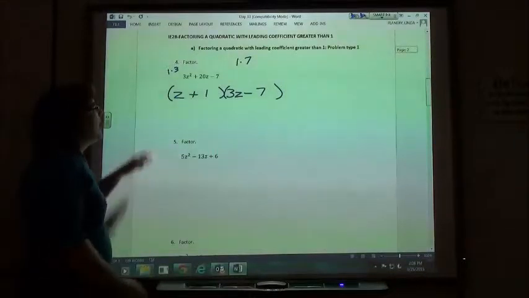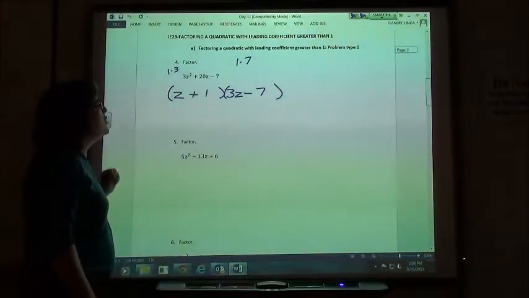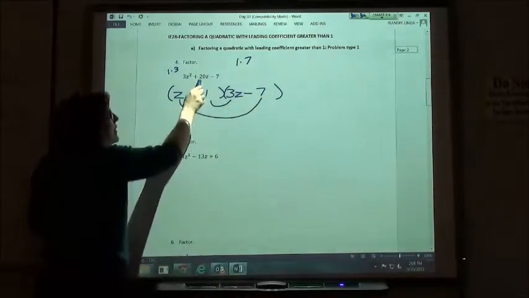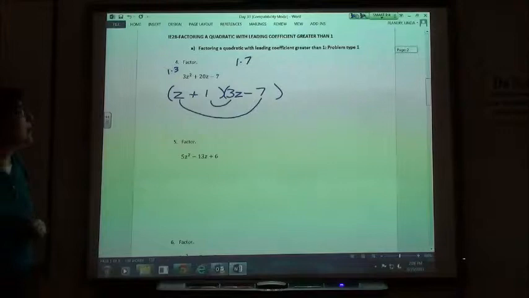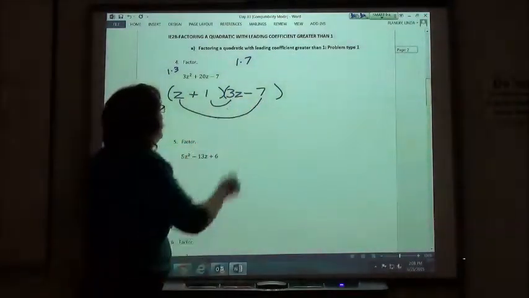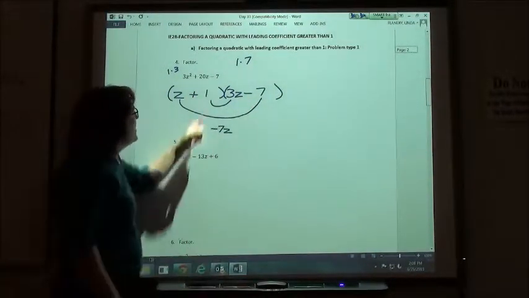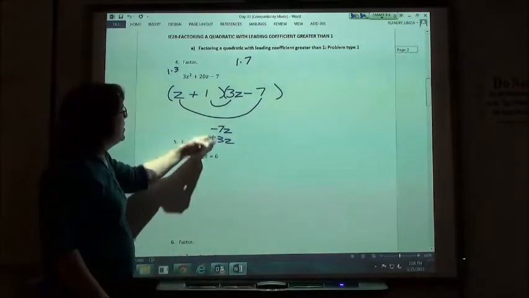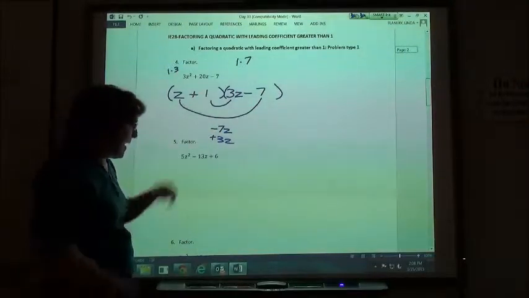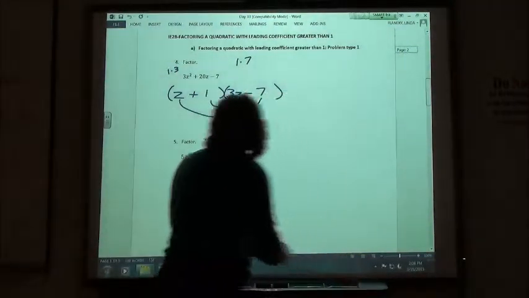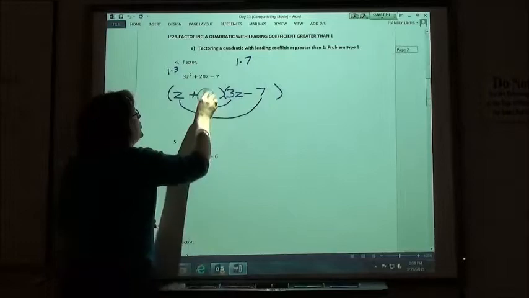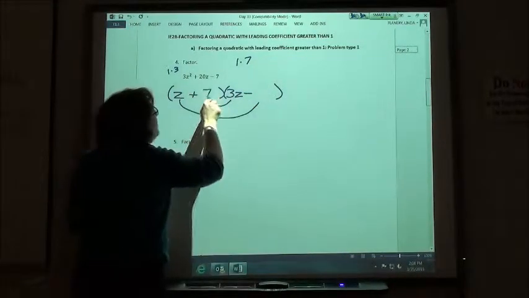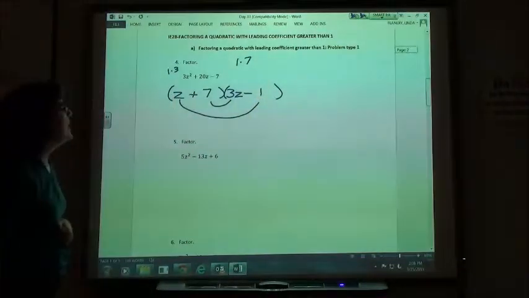So when I'm checking, I could FOIL the whole thing out, but just the quick check is to check what is the outside product plus the inside product, because that's the pair that's going to make up the middle. The outside product here would be negative 7z. The inside product would be positive 3z. But negative 7 plus 3 is not going to be anywhere near 20, which tells me, oh, I got my numbers in the wrong order. I'm going to switch them around. I'm going to put my 7 here and then my 1 here, and I'm going to check it again.